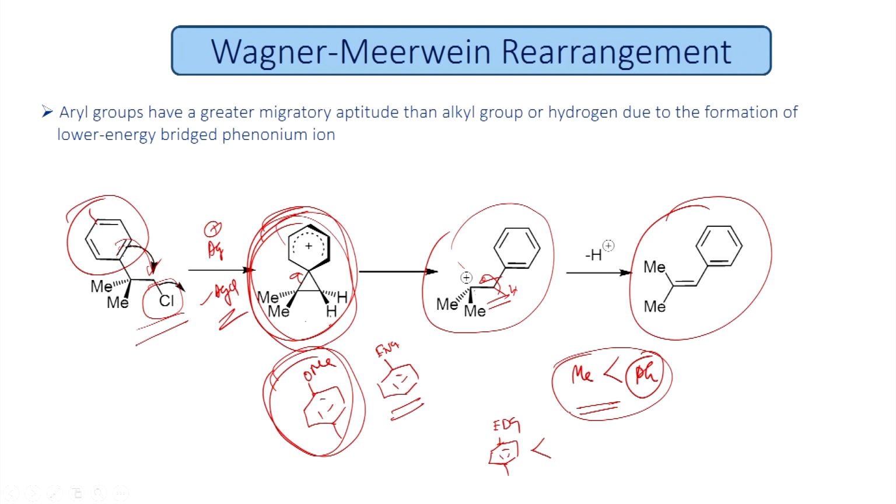For example, if you compare this one with benzene, and this has an electron donating group, it shows greater reactivity compared to benzene. If you have an electron withdrawing group, it will show lower reactivity compared to benzene. If we compare with alkyl group, this aromatic system shows greater reactivity compared to alkyl group. This is because of the anchimeric assistance of the aryl system.